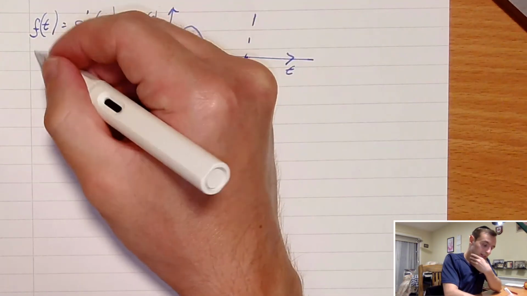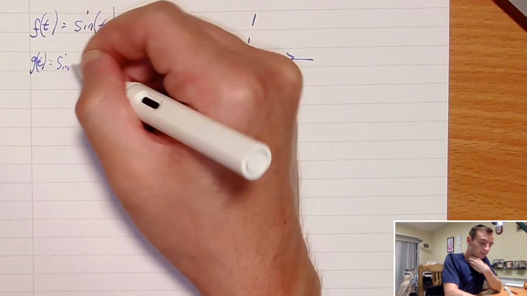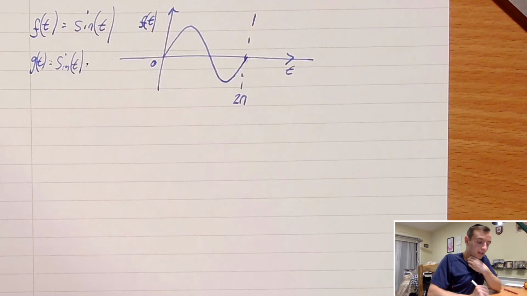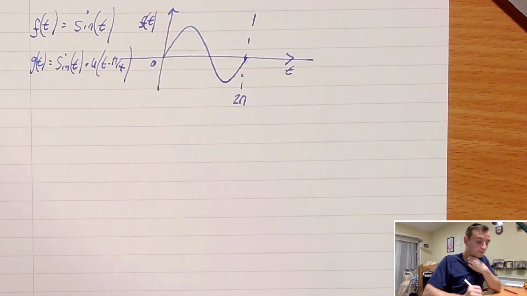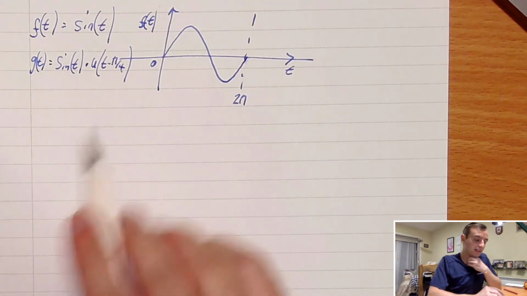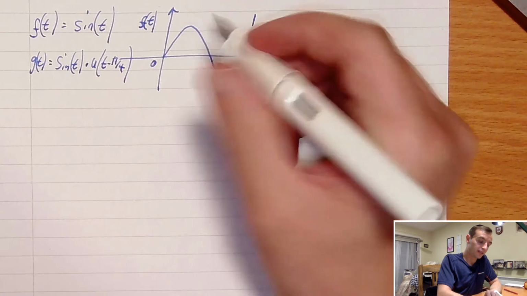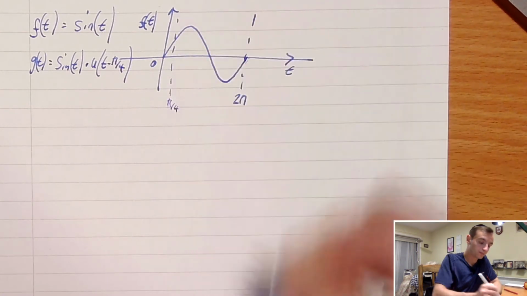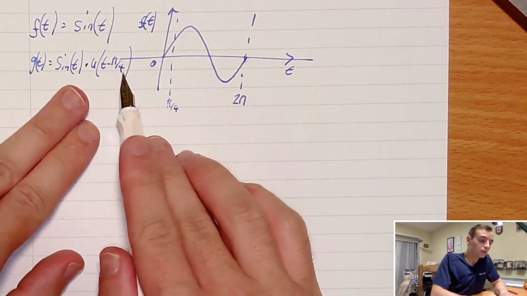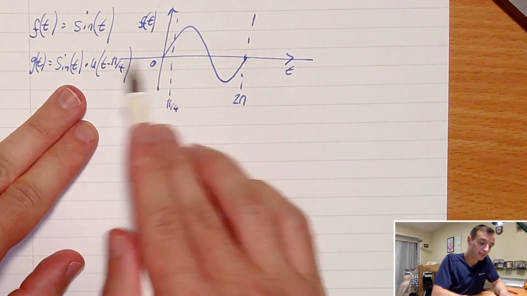And let's have another function. Let's call it g(t) equals sine t times u(t minus pi on 4). So what do we think that's going to look like? Well, we know that this is pi on 2, and that's going to be pi on 4, just over here, isn't it? And we know that u(t minus pi on 4) is just going to be 0 for everything left of this line.